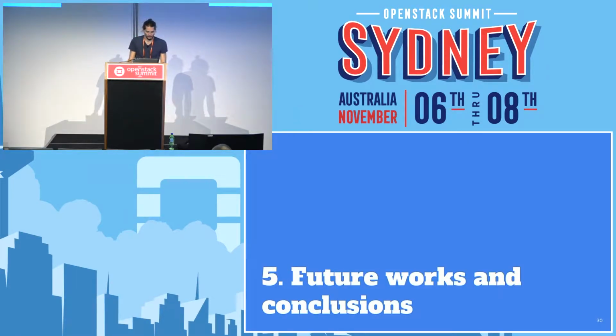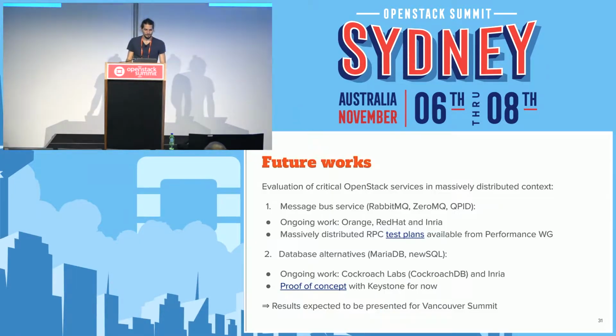So let's have a look at the future works and conclusion. For the future work, what we plan to do is the evaluation of critical OpenStack services in a massively distributed context. This is a job with the FEMDC SIG. So first, the message bus service. We want to see some alternatives like ZeroMQ and Qpid. And this is ongoing work with Orange, Red Hat, and INRIA.